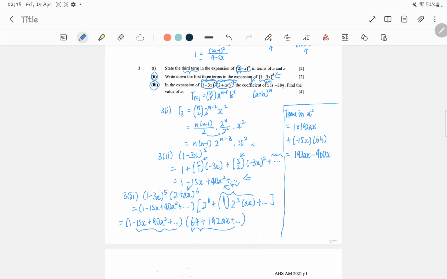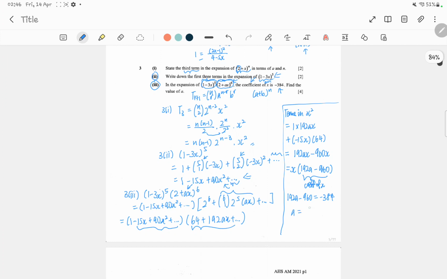So we see that the coefficient of x is minus 384. I'm going to take out x, and that gives me the coefficient of x, which is 192a minus 960. So which means I can say that 192a minus 960 equals minus 384. Now solving for a, we get that a equals 3. And we are done with this binomial theorem question.